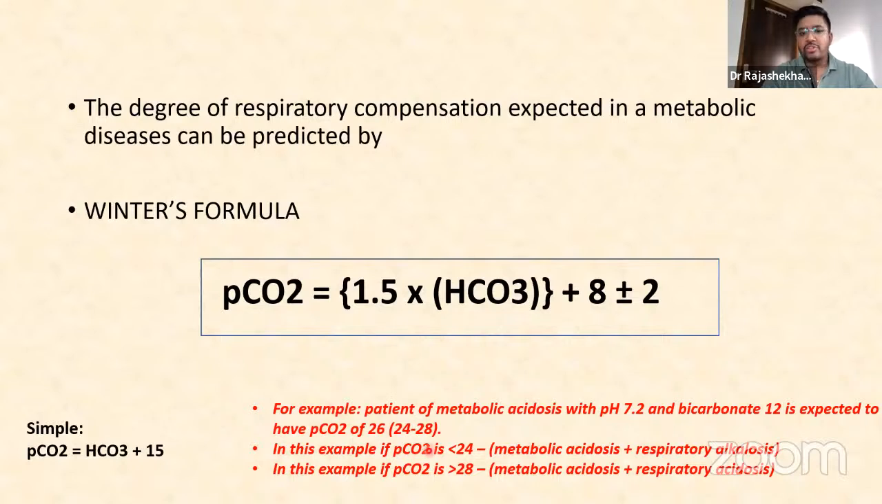If in your patient you see the PCO2 less than 24, that means he is washing out more CO2 than expected. So he is considered to have a respiratory alkalosis along with the metabolic acidosis. Whereas if the patient has more PCO2 than expected, he is retaining CO2 by having a component of respiratory acidosis along with the metabolic acidosis.